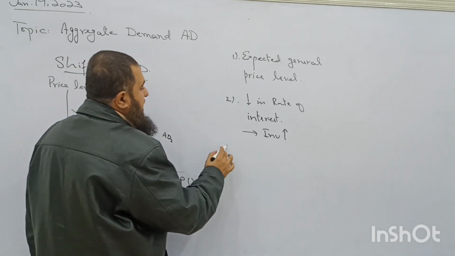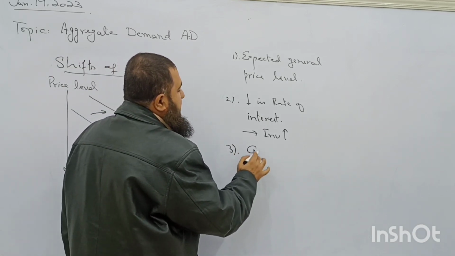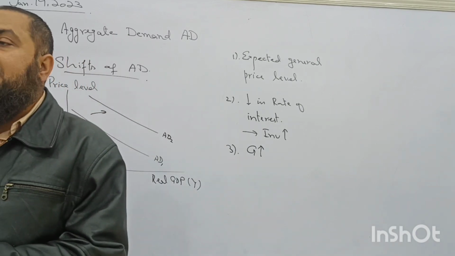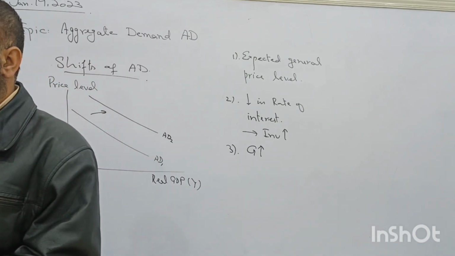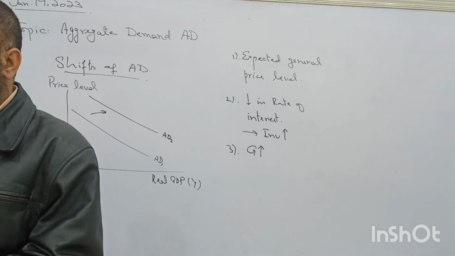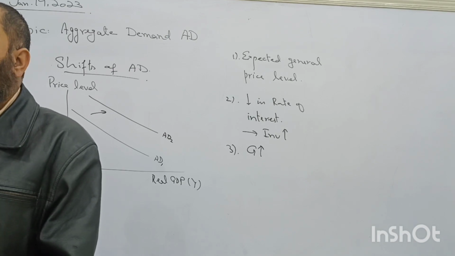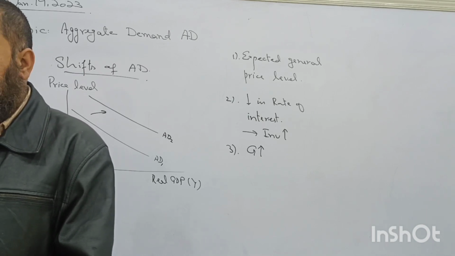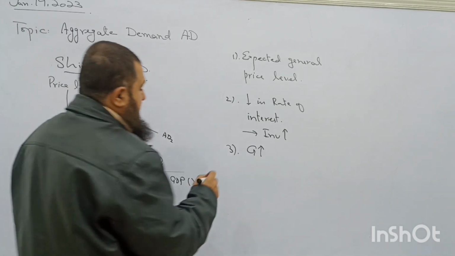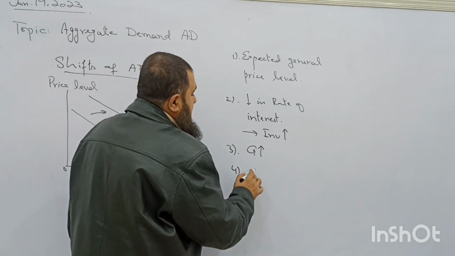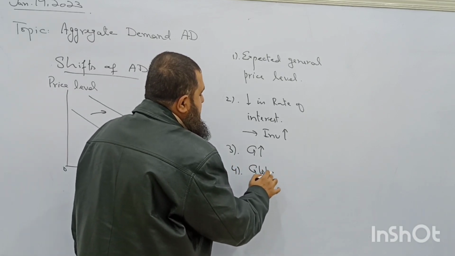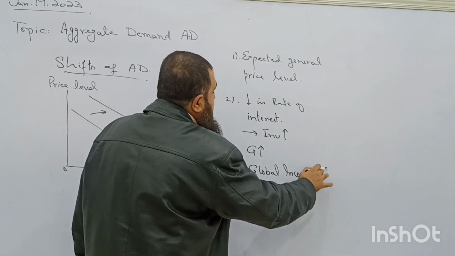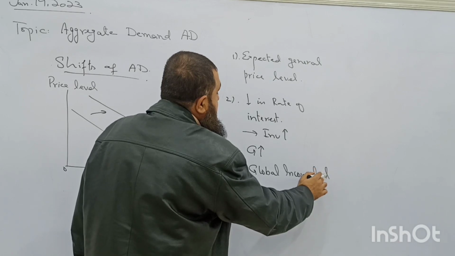The third reason for a shift in aggregate demand is an increase in government spending. If government spending has increased on development projects, they will create employment opportunities, and due to the increase in employment, aggregate demand will further increase in future. Clear? And at the same time, can I say global income level? What do you think about this point?